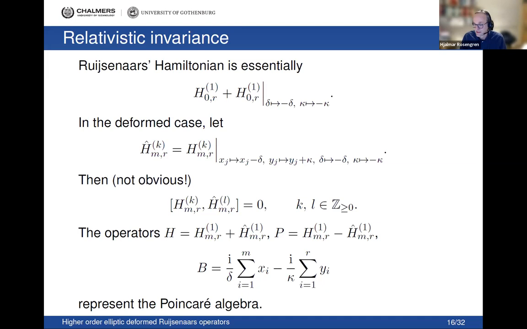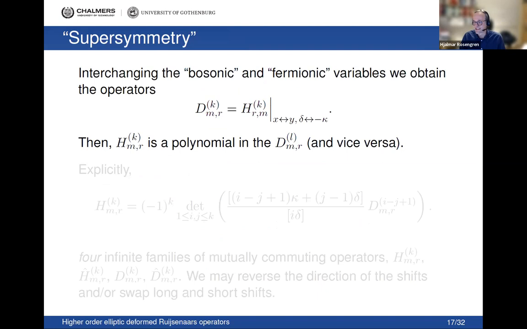And another thing I want to mention is that there's some kind of symmetry here. The operators acted very differently on the X and Y variables. You had these long shifts on the X variables and short shifts on the Y variables. But there's actually some symmetry that counteracts that. If we just interchange the X and the Y variables and also interchange the parameter delta with minus kappa, I get some other operators acting on the same functions. I denote them by D.